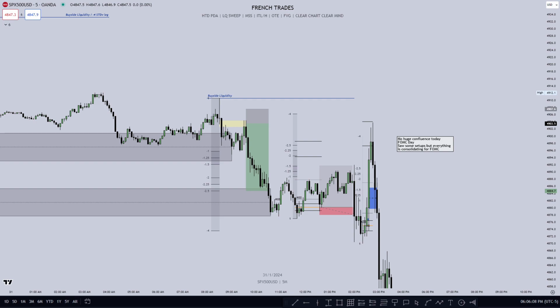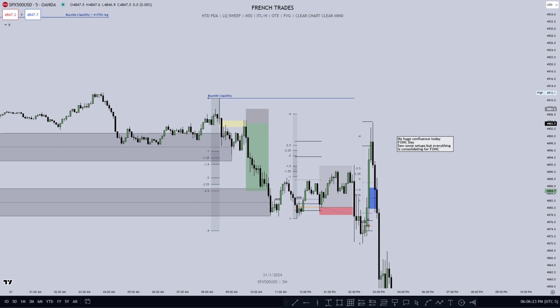Disclaimer, I did not take any trades today. Today was FOMC day. We don't take no trades when there's FOMC. Even if it's at 2 p.m., we don't do none. The price action usually is very shitty. Usually it's all consolidation before the big move.